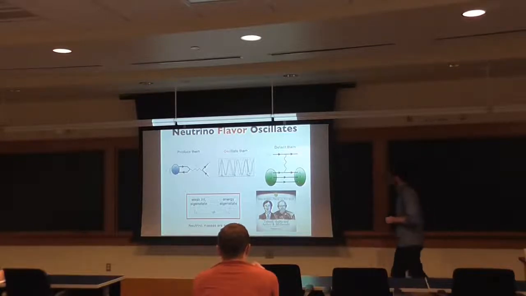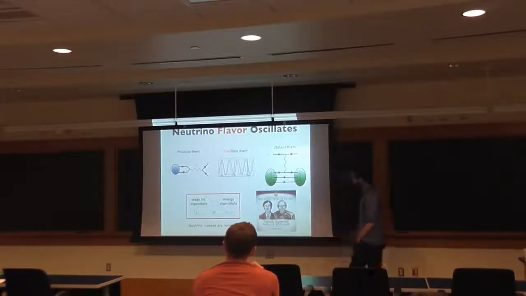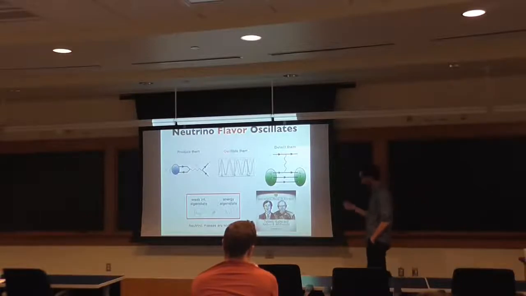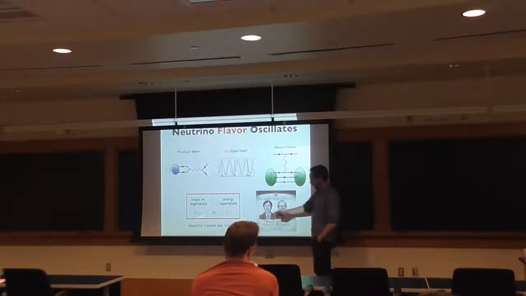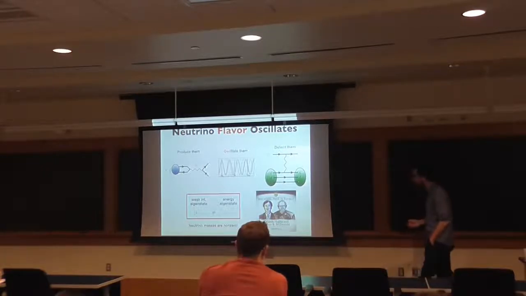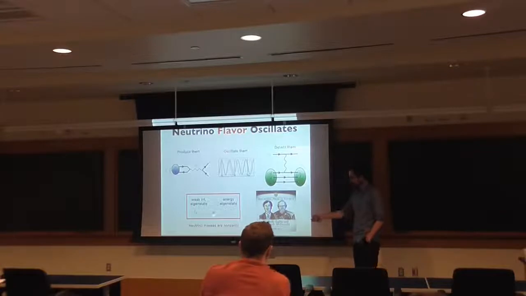We use this word to describe the evolution between the weak eigenstates and the energy eigenstates, the eigenstates that actually propagate. And it was the observation that neutrinos oscillate and therefore have mass that the 2015 Nobel Prize was awarded for. And again, this means that neutrinos participate in some beyond standard model physics, the origin of which we don't know.